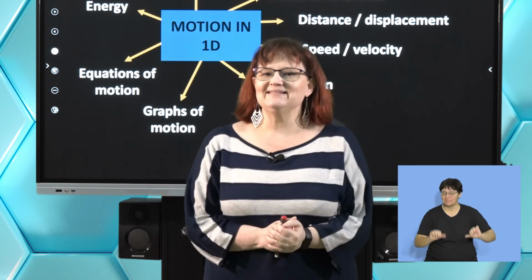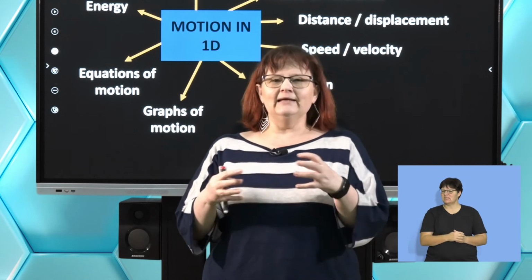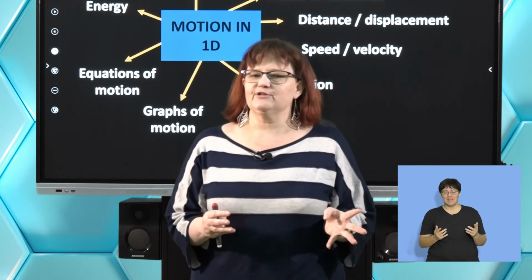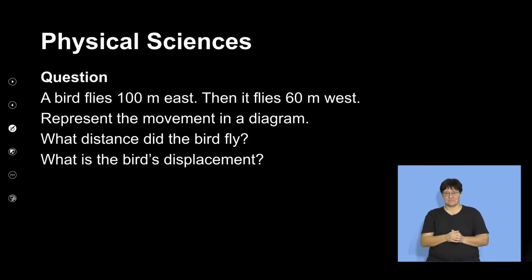Welcome back, everyone. We're going to do some more calculations. Now we're going to start doing a little bit more of the sort of calculations you're going to get in tests and exams, okay? So, a bird flies 100 meters east. Then it flies 60 meters west. So the questions are: represent the movement in a diagram. What distance did the bird fly? And what is the bird's displacement? Now I'm bringing in stuff that we've done before and we're combining it. So here we go.